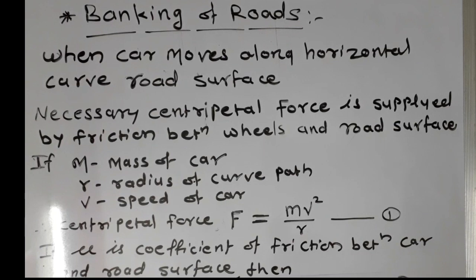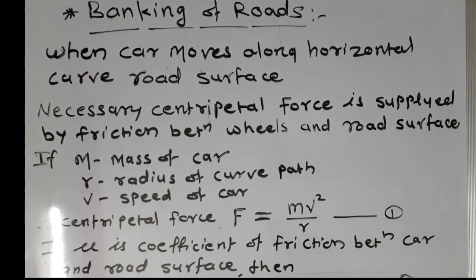In the first chapter, Rotational Dynamics, we have to see the next point, the banking of the road. What is meant by the banking of a road, and what is the maximum speed with which a car can be safely driven? First of all, we have to see the maximum speed of the car.